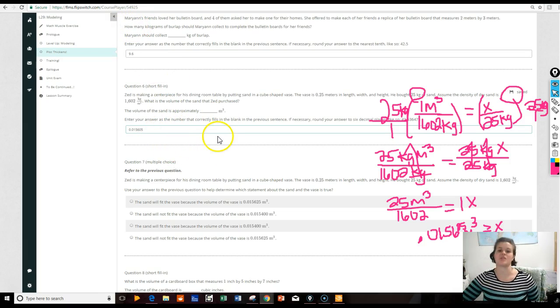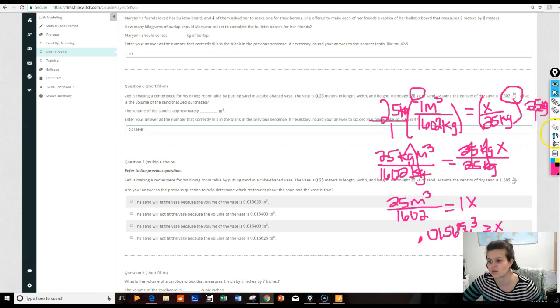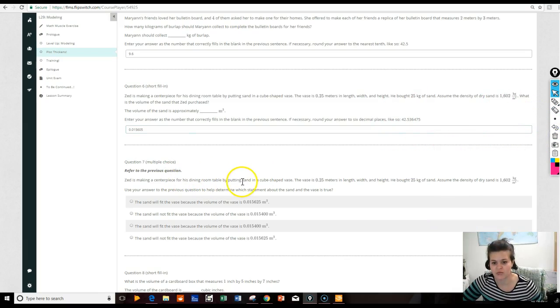cubic meters of sand. So refer to the previous question: Z is making a centerpiece for his dining room table by putting sand in a cube-shaped vase. The vase is 0.25 meters in length, width, and height. He bought 25 kilograms of sand. Assume the density of dry sand is 1,602 kilograms per cubic meter. Use your answer to the previous question to help determine which statement about the sand and the vase is true.